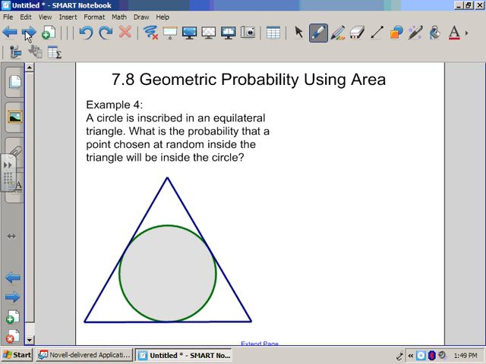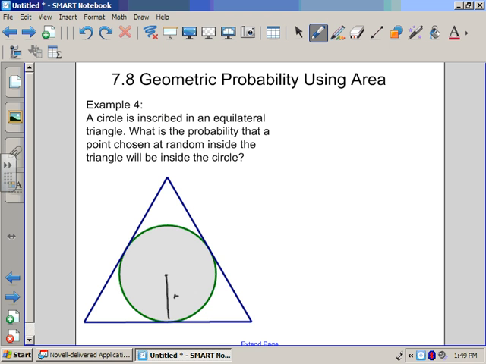Example 4. I have a circle inscribed in an equilateral triangle. What's the probability that the point chosen at random inside the triangle will also be within the circle? To me, this one runs a little bit trickier. Let's see what we can do. Once again, since I'm given no information about units at all, I'm going to just start off here with a radius.